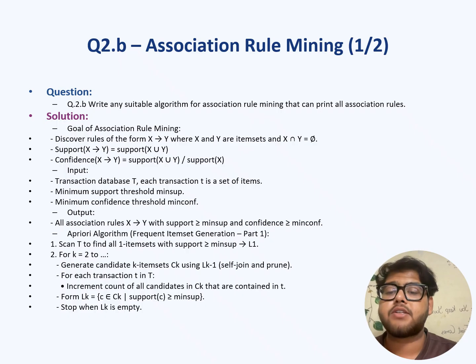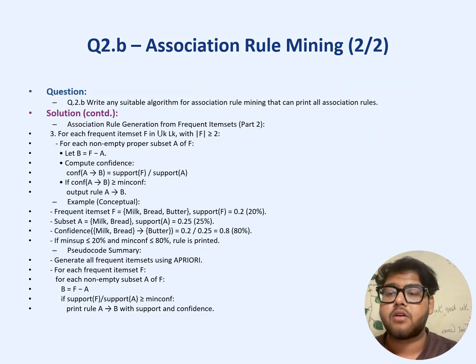Frequent item set generation, part 1. Scan T to find all one-item sets with support greater than minimum support; this is L1. For k equal to 2, generate candidate k-item sets Ck using L(k-1). For each transaction t in T, increment the count of all candidates in Ck that are contained in t. Lk is equal to the candidates with support greater than or equal to min support. Stop when Lk is empty.